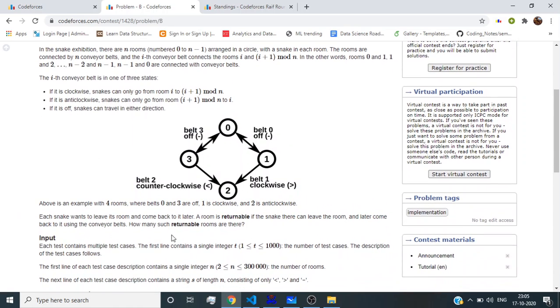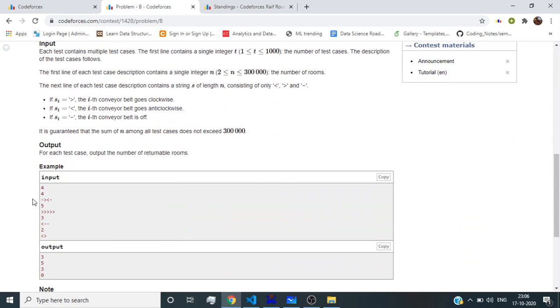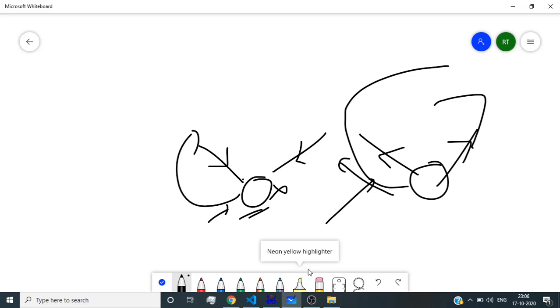So in this particular problem, we have to find the number of rooms from which, if a snake goes out of the room, it is able to come back. I would say a returnable room, a room in which a snake is able to return back. We have to find the number of such rooms. It will be more clear when I explain through an example.